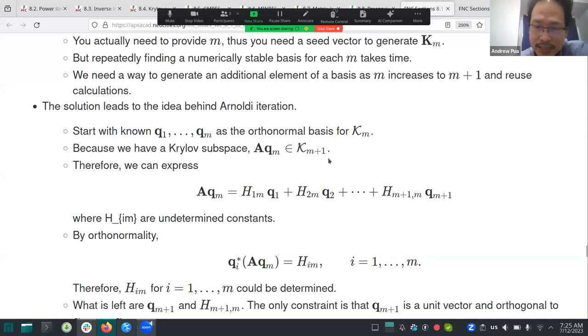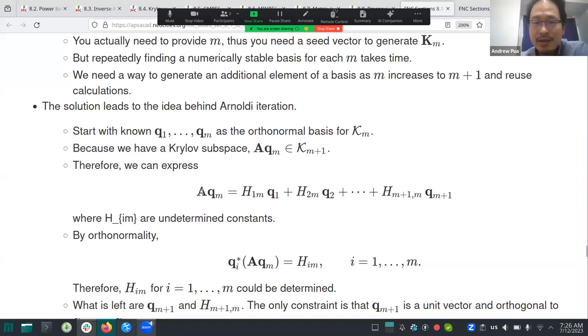Furthermore, in this expression that you see here, if you're looking for Q sub M plus 1, you've got to make sure that you know H1M, H2M, until H(M+1)M, in order for you to be able to recover Q(M+1). Okay, so let me repeat that.